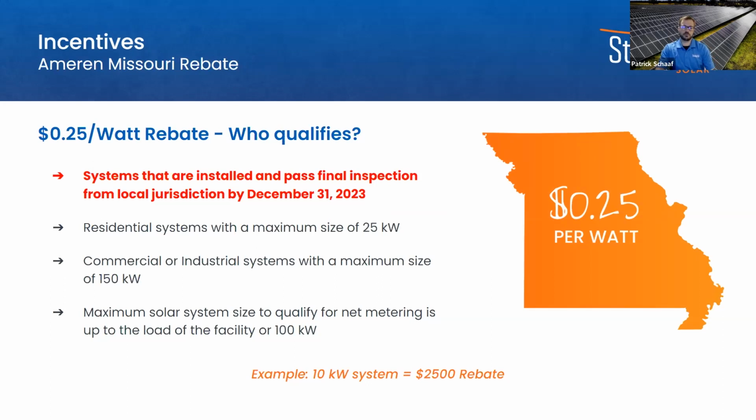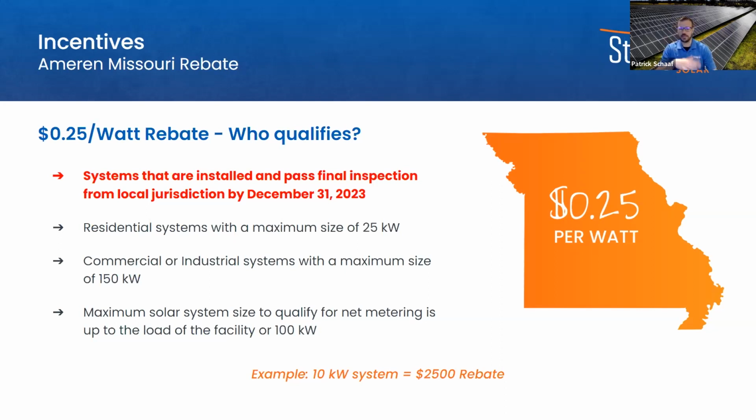So Ameren Missouri provides a 25 cent per watt rebate. Systems that are installed and pass final inspection from the local jurisdiction by December 31st, 2023 get you into that window. Residential systems with a maximum kW size of 25. Commercial can go all the way up to 150. And maximum solar system size to qualify for net metering is up to 100 kW for Missouri.